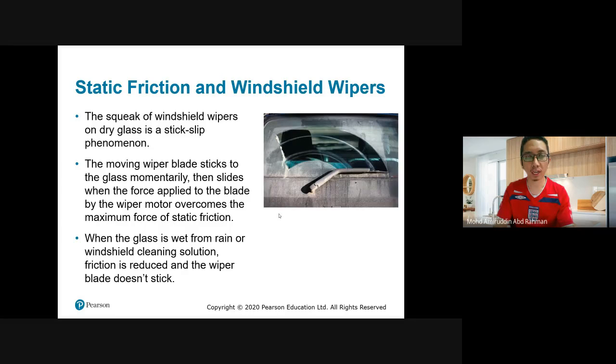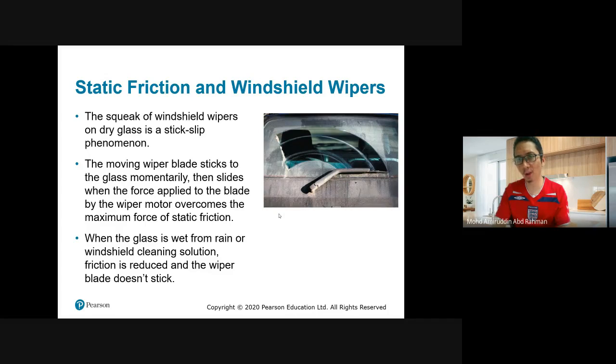When the glass is wet from rain or windshield cleaning solution, the friction is reduced. So when it is dry, let's say you pull the windshield wiper without water on the screen, of course you will hear the screeching sound, right? You will hear the screeching like that.